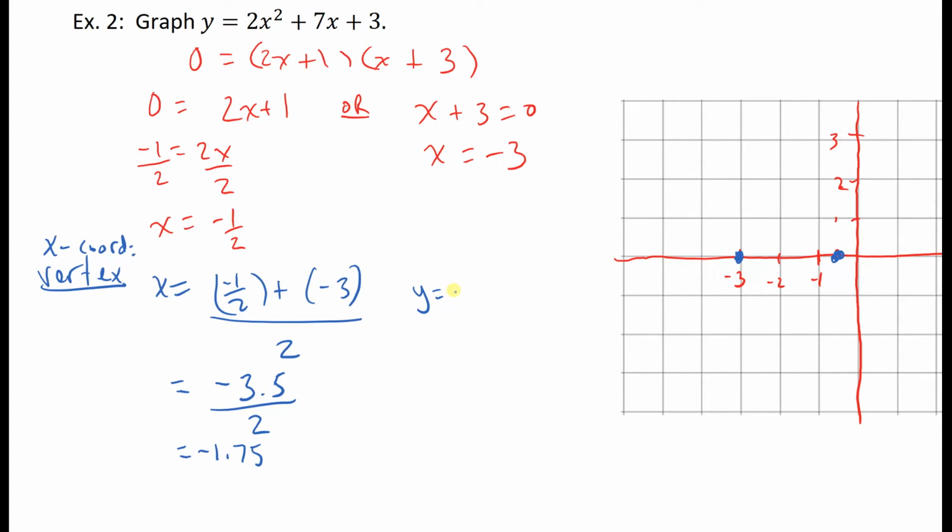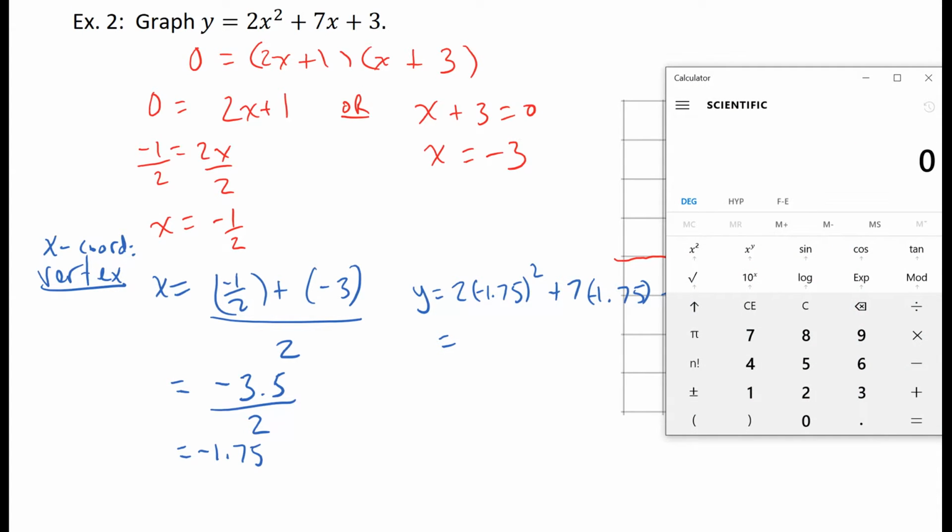Okay, and then let's find the y-coordinate of the vertex. So we just sub that in and we can get the y-coordinate of the vertex. So 2 times -1.75 squared plus 7 times negative 1.75 plus 3. Okay, let's try that out in the calculator. 1.75, it's going to be squared, so it doesn't matter about the negative. Whoops, I did square root. Okay, I've got to try that again. 1.75 squared.